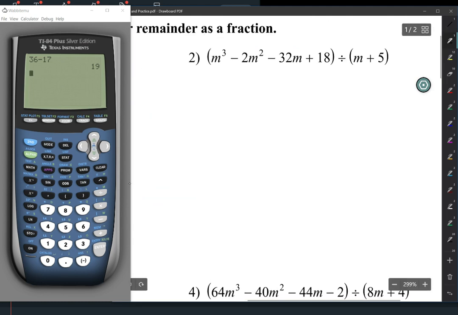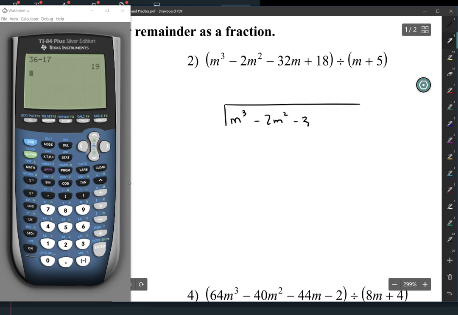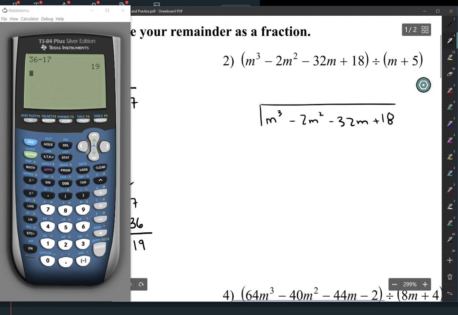There's really no curveballs with this one. So if you want to pause and try it on your own, you can. I'm going to set it up here. We have m to the third, we have 2m squared, we have 32m and 18. And we have an m plus 5.